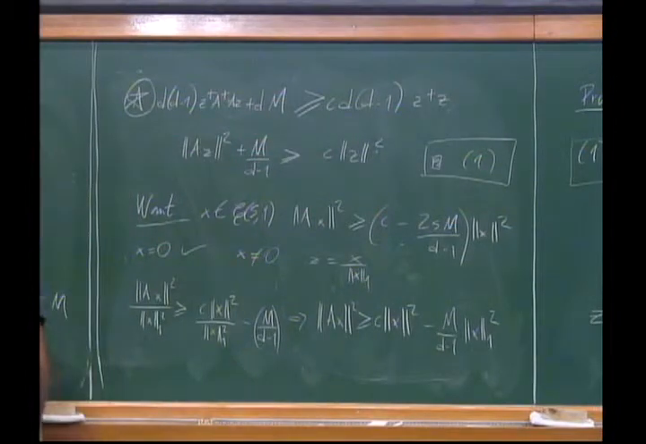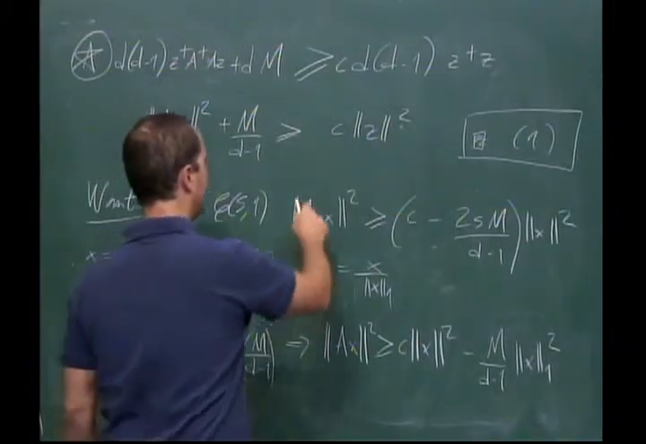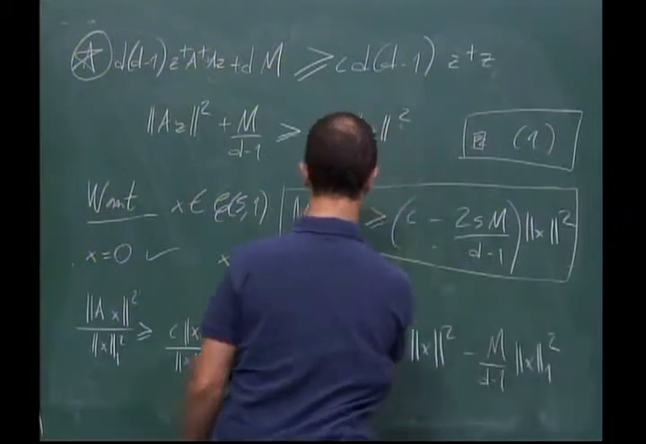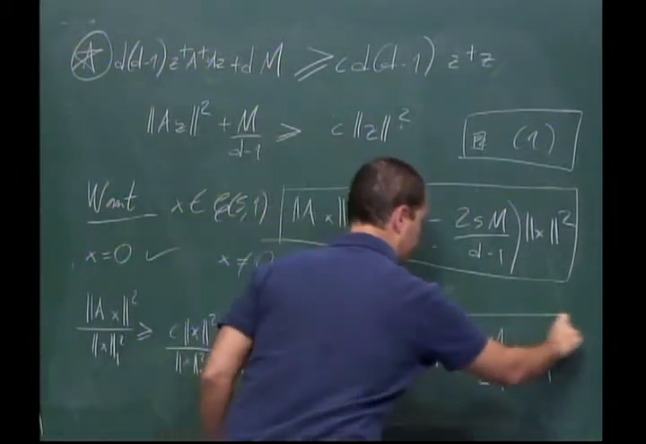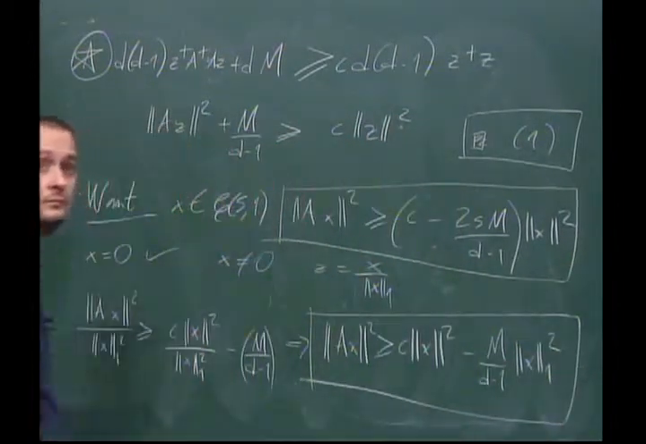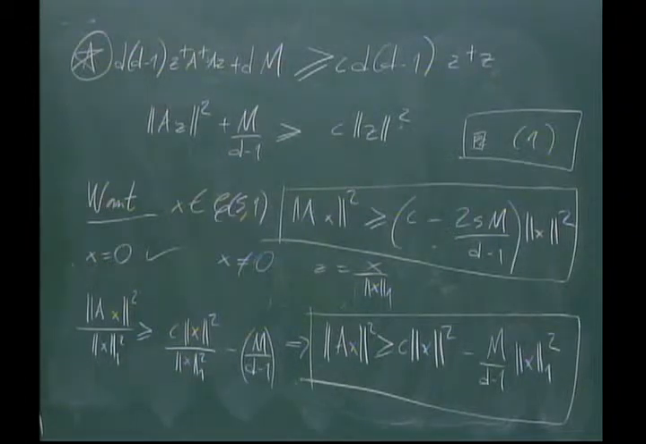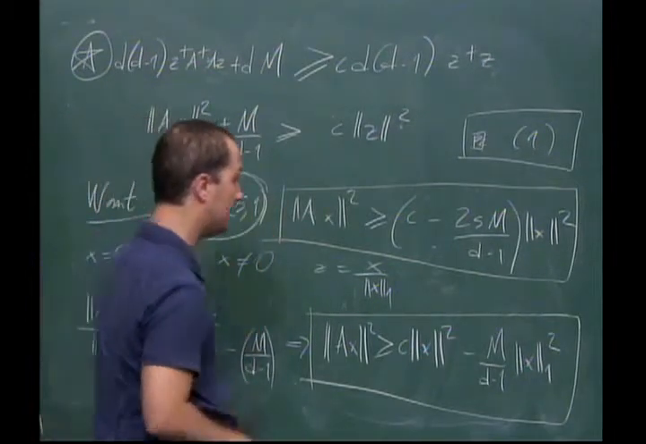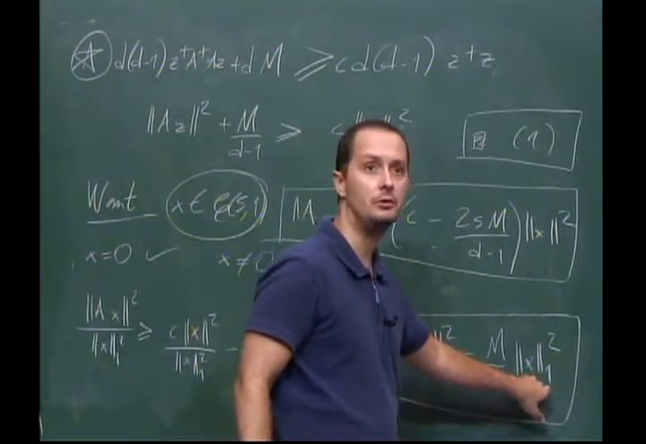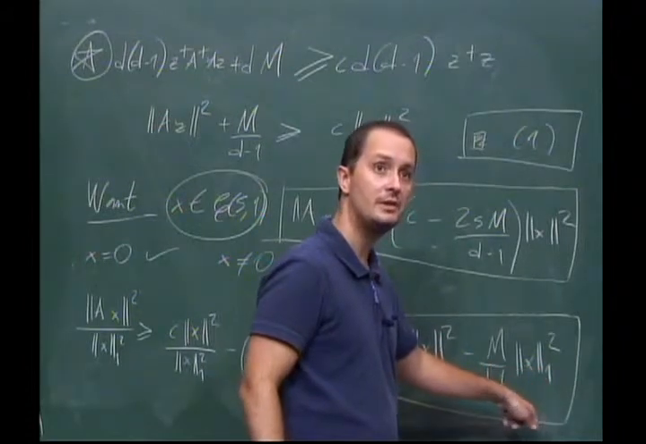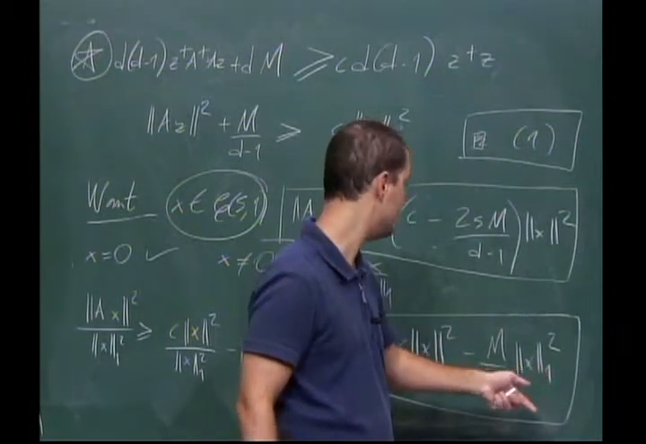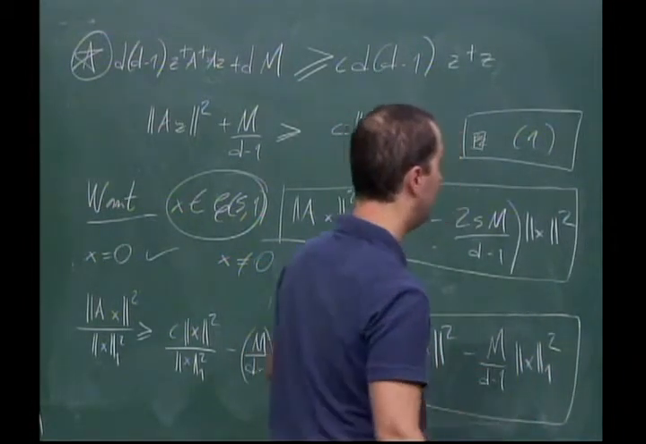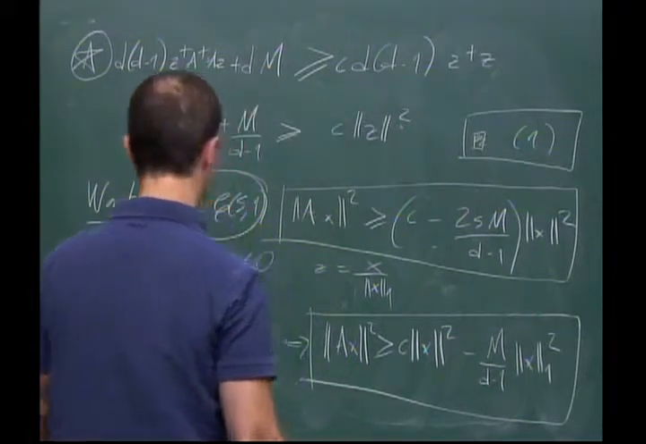Right, and how do I get this? These two things are very close, right? I have this and I have this. So the only thing that's missing now is something we already know. We know that when x belongs to the set, we have an upper bound for the L1 norm. The L1 norm is at most 2 times square root of s times the L2 norm.